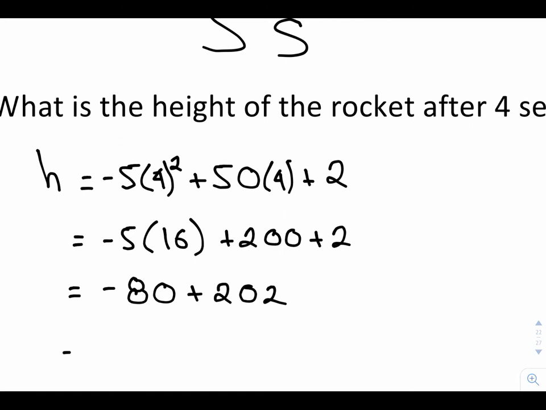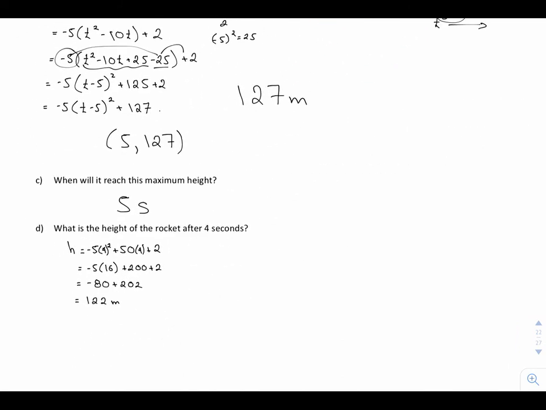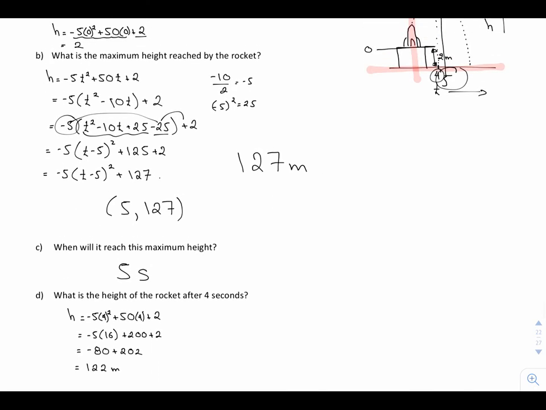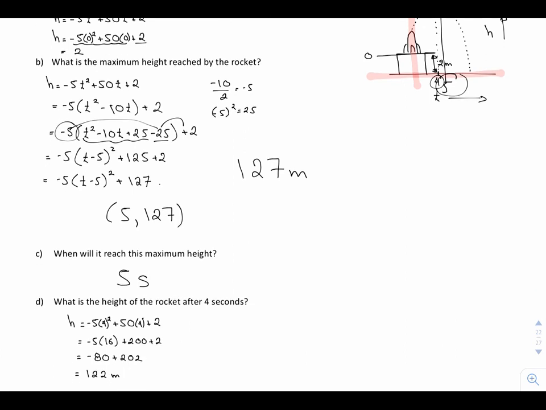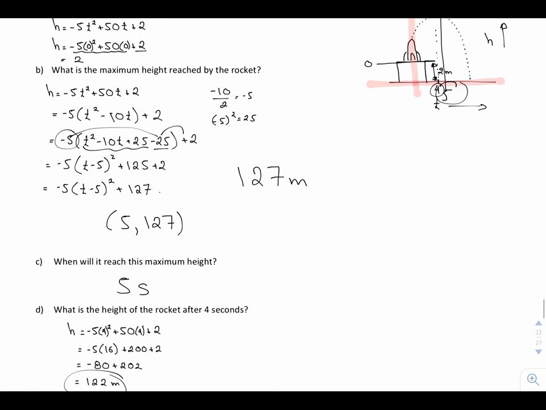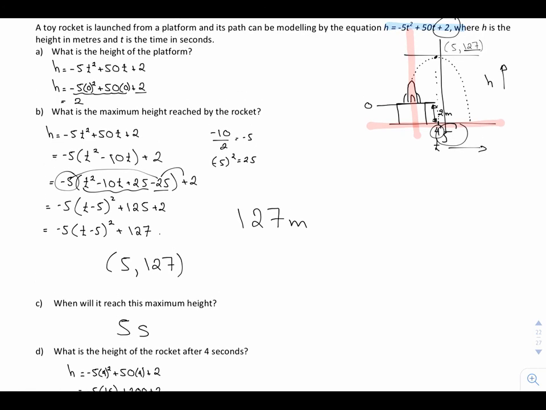And my final answer is 122 meters. So that seems to make common sense because it's lower than 127, but it is close to 127 because 4 seconds is very close to 5. Another question for you to answer is, when else will the rocket reach the height of 122 meters? I'll leave that for you to figure out. The answer is very simple if you just keep in mind the symmetry of the parabola.